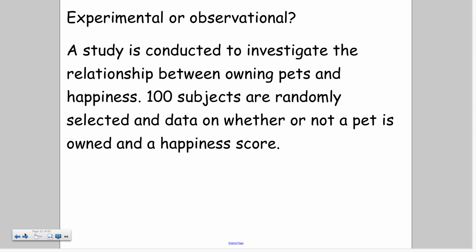All right. A study is conducted to investigate the relationship between owning pets and happiness. 100 subjects are randomly selected, and data on whether or not a pet is owned and a happiness score. All right? So all I'm doing is I'm randomly picking 100 people, and I'm watching if they have a pet and what their happiness score would be. So that's going to be observational. I'm not changing anything. I'm not giving anybody a pet. I'm just seeing how it affects them to have a pet or not.